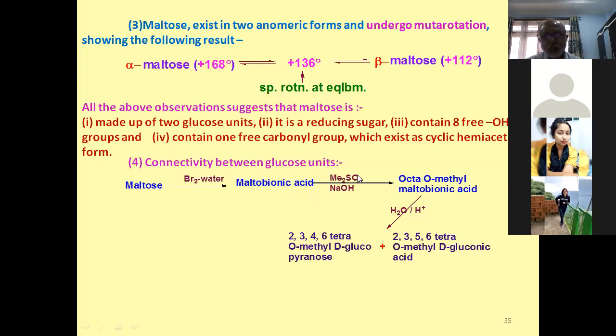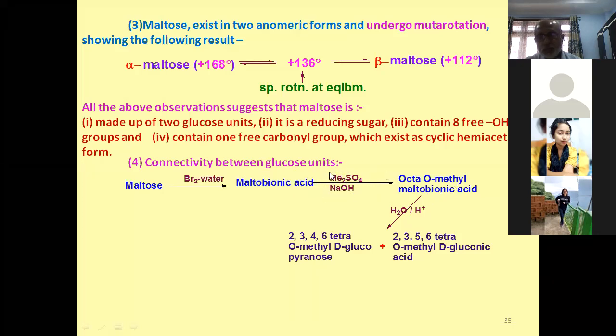Then this maltobionic acid is treated with dimethyl sulfate in the presence of sodium hydroxide, and that is going to give us this octa-O-methyl maltobionic acid.